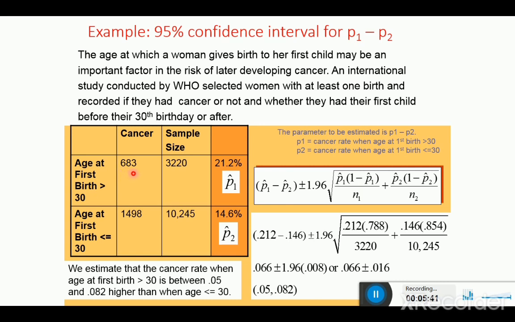Look, the cases where women have cancer are 683 out of a total sample of 3220, when the age at first birth was greater than 30. Now for equal to 30 or less than 30, the total sample is 10245, out of which 1498 females had cancer. So 683 divided by 3220 gives the proportion, and that is 21.2%.